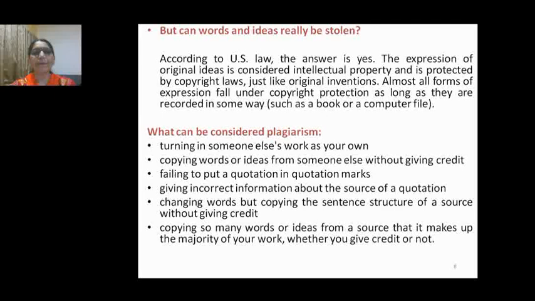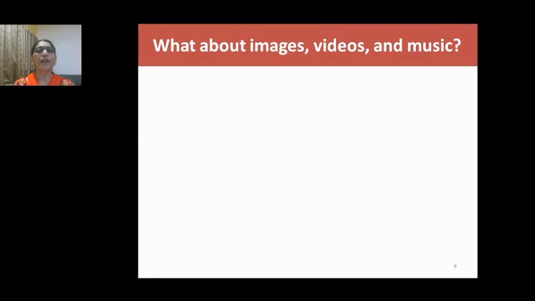So what can be considered plagiarism? Turning in someone else's work as our own, or copying words or ideas from someone else without giving credit, or failing to put a quotation in quotation marks, or giving incorrect information about the source of a quotation, or changing words but copying the sentence structure of a source without giving credit, or copying so many words or ideas from a source that it makes up the majority of your work, whether you are giving credit or not.